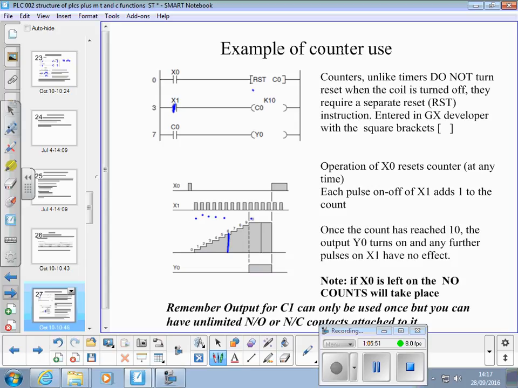Once we get to 10, that closes and that output turns on. And until we reset, that'll miss any counts. So we need to make sure our reset is done in the right place so that we can carry on counting the next batch of product if that's what we're doing. So the implications of when you reset your counters needs to be thought about a little bit carefully in terms of what's the application you're trying to achieve. So not a lot different to timers in terms of the way you program, but you do have to have this separate reset instruction.